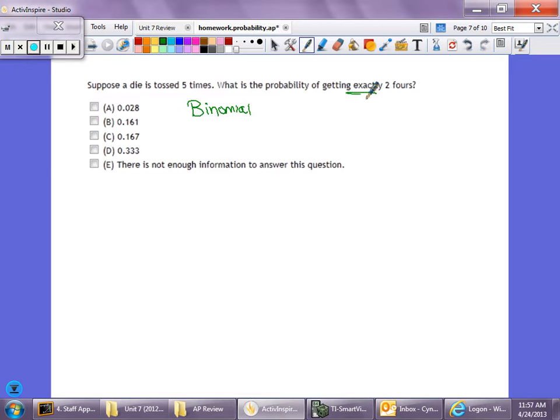They say exactly, so would that be a PDF or a CDF? It's going to be a PDF. I need to identify what N is, what P is, and what K is. N is the number of trials. P is the probability of success. K is the number of successes that I'm looking for, and I will have my answer.